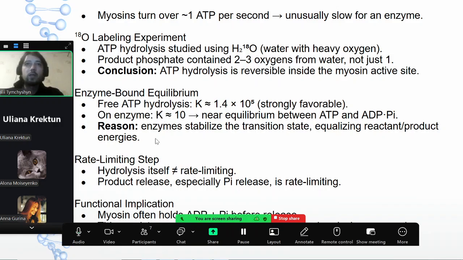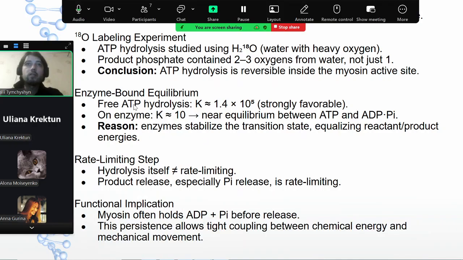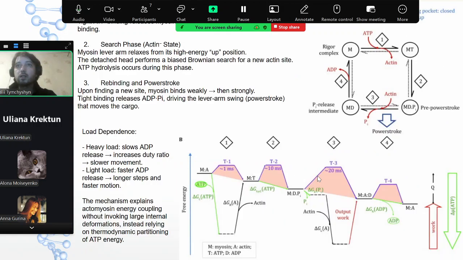If you consider the enzyme-bound equilibrium for the free ATP hydrolysis, you have a very large K, the equilibrium constant, but on the enzyme it's only around 10. So you compare 10 to the 5 and just 10. So it's almost equilibrium. The reason is that the enzyme stabilizes the transition state, equalizing reactant and product energies. Hydrolysis itself is not rate limiting, but the product release is rate limiting. In the previous slides, I showed you that releasing some of the products basically drives the process forward.